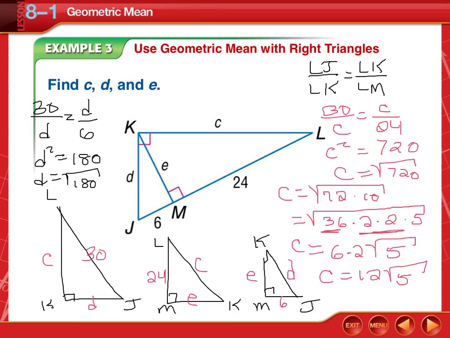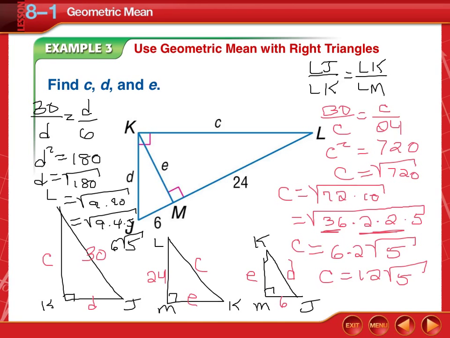And we can try to simplify that. This equals 9 times 20. And we've got another perfect square in there, 9 times 4 times 5. So therefore, the square root of 180 is the square root of 9, which is 3, times the square root of 4, which is 2. So we've got 6 square roots of 5.